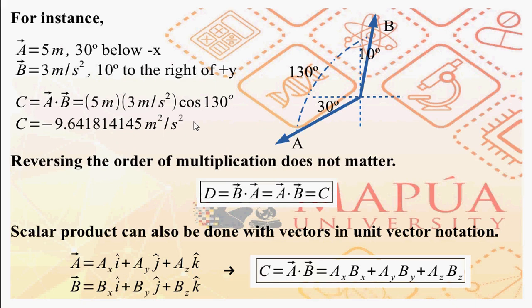And that's it for now. In the next video, we'll move on to the third type of vector multiplication, the vector product.